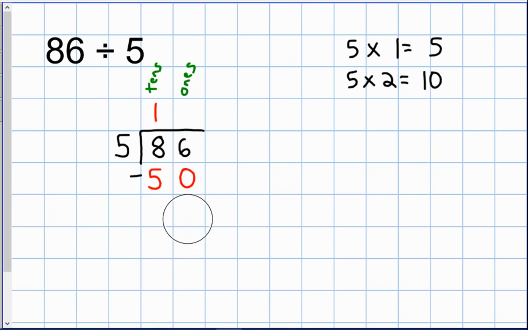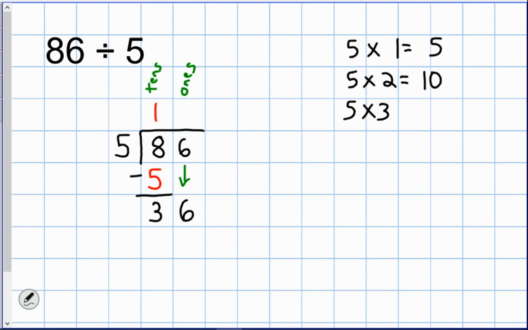The method that we were just doing earlier, though, which your parents will probably have you do, is say, hey, what's 8 minus 5? Well, that's 3. And then they'll tell you to bring the 6 down. We're basically doing the same thing. And we have 36 left over. Okay, now we have to see how many 5s can go into 36.